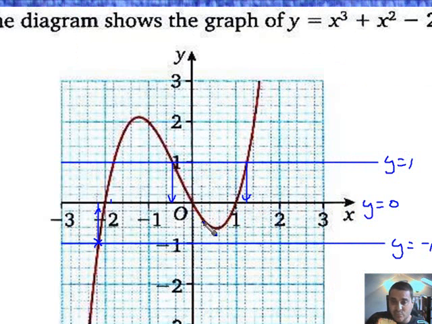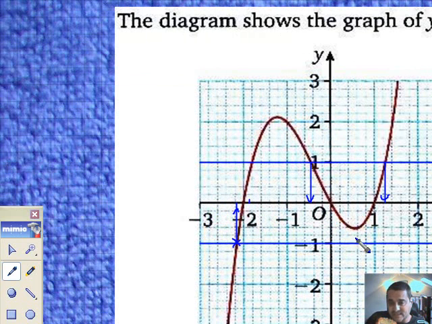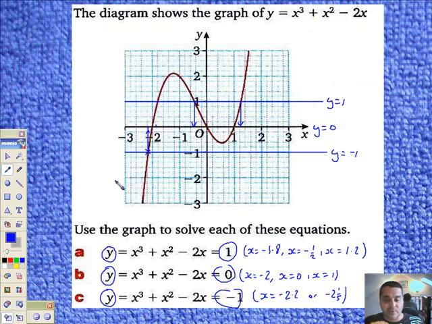Because look, we have a turning point here, and therefore it doesn't touch the line y equals minus 1, hence just the one solution. And as an introductory video, I'll stop there. Remember, funny shape that goes like that. And it can be 3 solutions, 2 solutions, 1 solution, depending on where the turning points are.